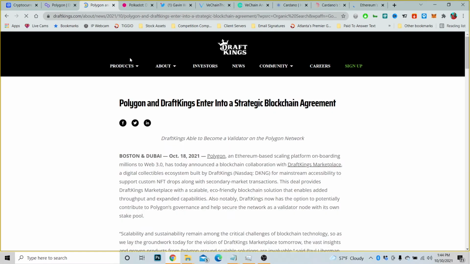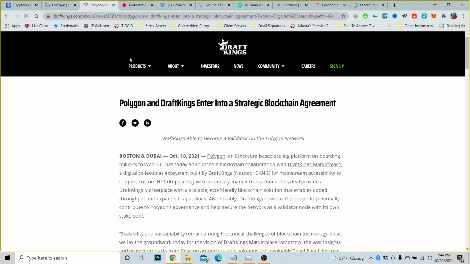We just want to talk about Polygon, an Ethereum-based scaling platform onboarding millions to Web 3.0, which has today announced a blockchain collaboration with DraftKings Marketplace, a digital collectibles ecosystem built by DraftKings. NASDAQ is DKNG. DraftKings has a $20 billion valuation, for mainstream accessibility to support custom NFT drops along with secondary market transactions.